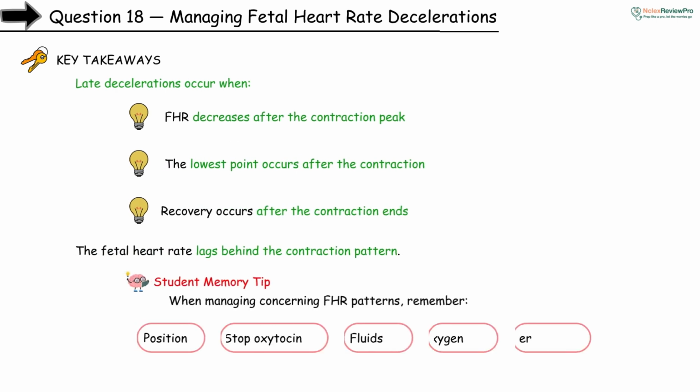So the key takeaway here is this. Late decelerations indicate uteroplacental insufficiency and decreased fetal oxygen delivery. So the priority sequence of care focuses on immediately improving placental perfusion through repositioning, removing causes such as oxytocin, supporting circulation with IV fluids, enhancing oxygen delivery, and then notifying the provider if the pattern does not resolve.